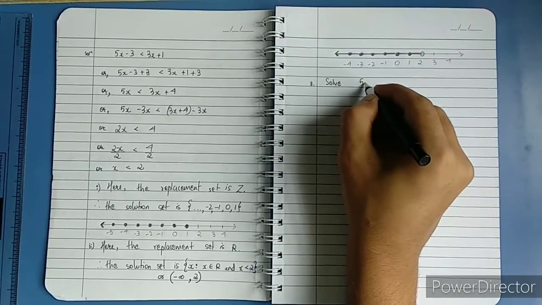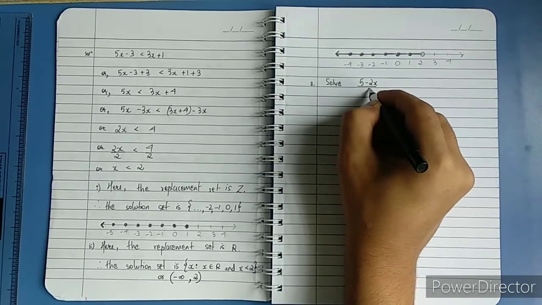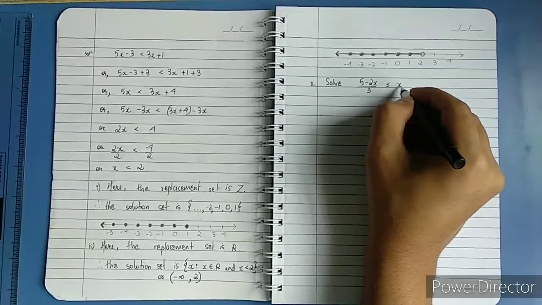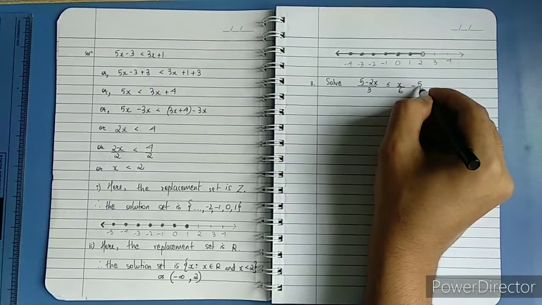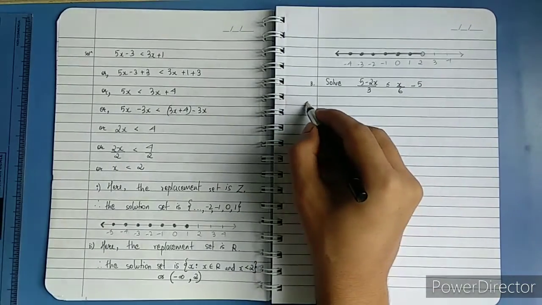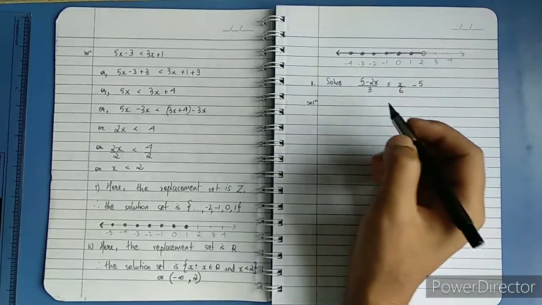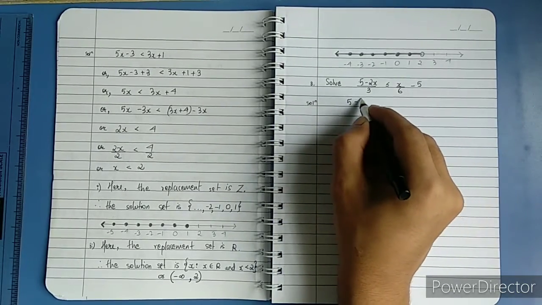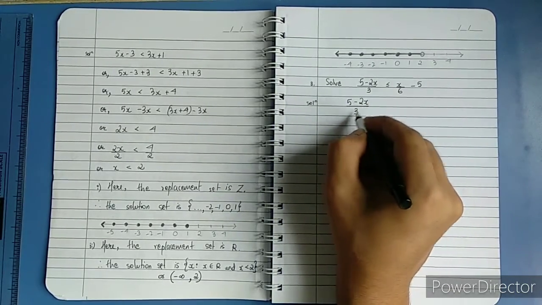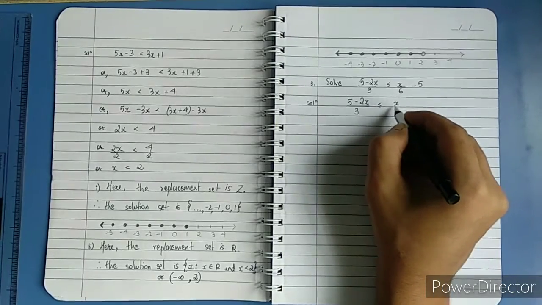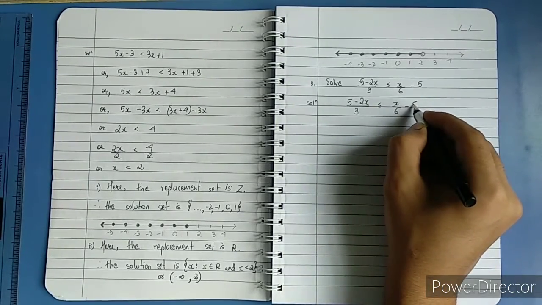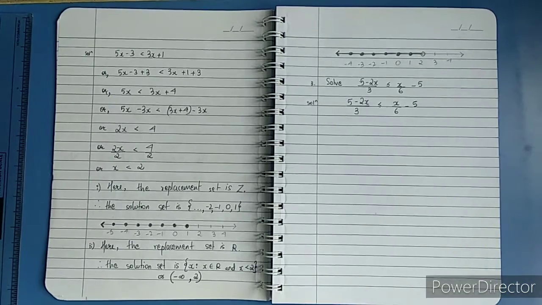Solve (5 minus 2x)/3 less than or equal to x/6 minus 5. Over here, if you see, there is no solution or replacement set mentioned in the question. Whenever there is no replacement set mentioned, just remember that it means real numbers. You need to find the solution according to the real numbers.